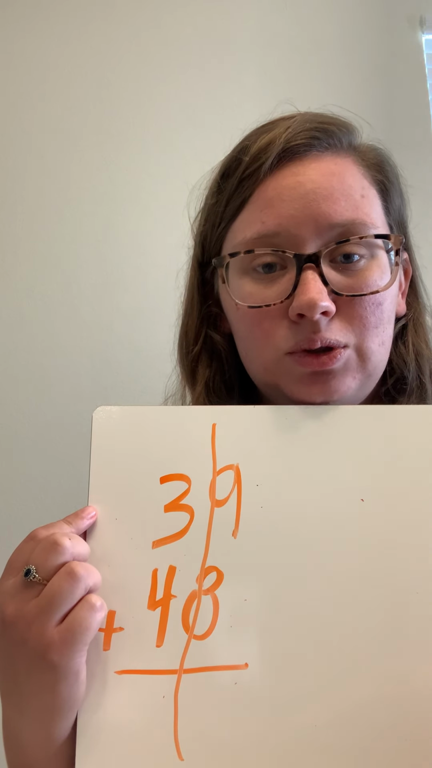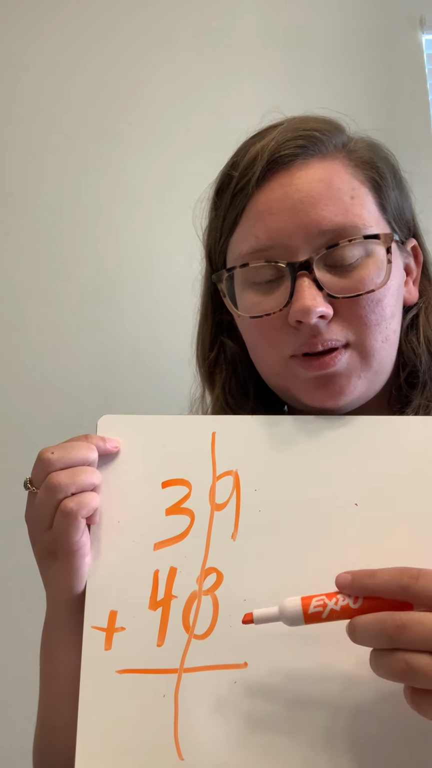All right, this is also going to be a regrouping problem. So I'm going to show you 2 different ways to solve. 39 and 48. There's my join symbol. 9 plus 8 is 17. But my friends, whenever we join our ones place, 9 plus 8 is more than 10. So that means we have to regroup. So I can only have one number in each place. So I have my 7 there, but the answer is 17.